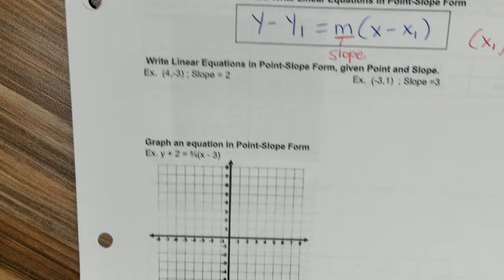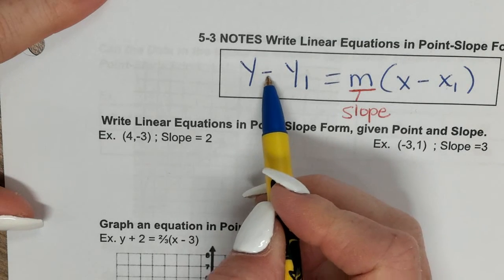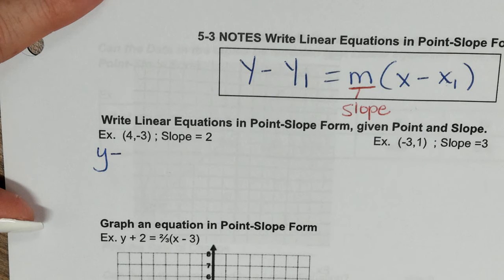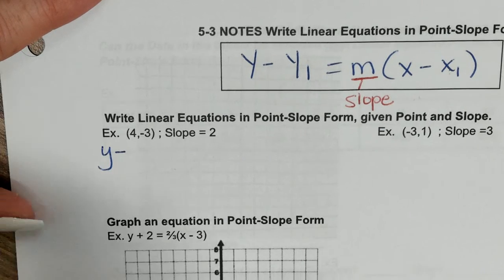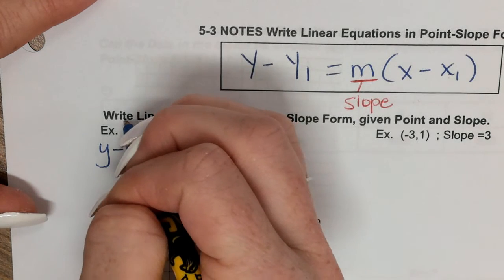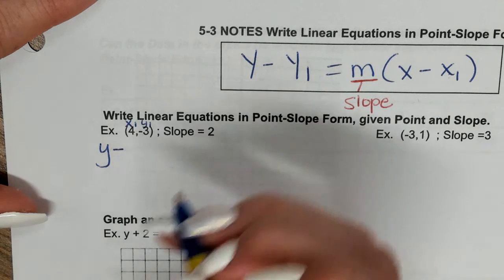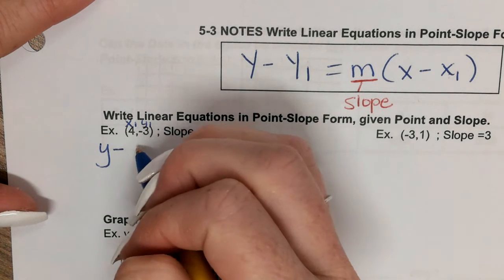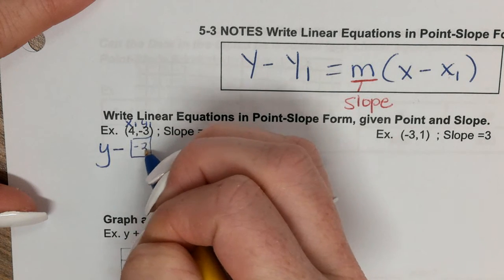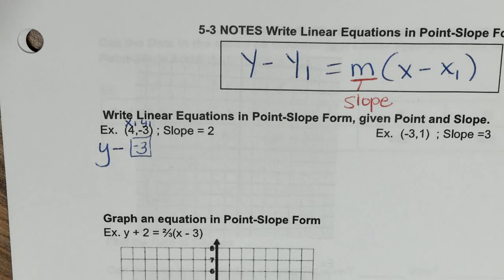There we go. Okay, so the formula says you're going to do y minus. Then we're going to write the coordinate for y1. Well, this is x1 and this is y1. Yes? So what is that coordinate? So I'm going to put a box right here because this is going to be y1 and I'm going to put negative 3. Why did I put a box? Because I'm filling that in, just to show y'all.